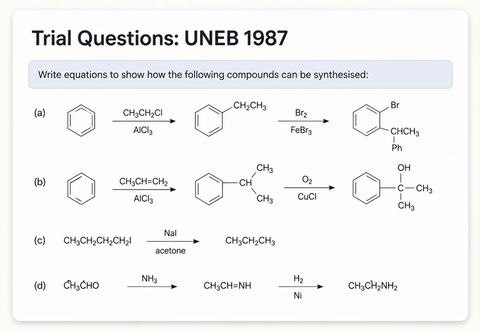Finally, we look at the 1987 paper. These questions ask for the synthesis of 1-bromo-2-phenylethane and 2-phenylpropan-2-ol from benzene, testing your ability to perform Friedel-Crafts reactions followed by side chain manipulations. The conversion of 1-iodobutane to propane is another chain shortening exercise, while converting ethanol to ethylamine requires reductive amination or conversion to an oxime followed by reduction.